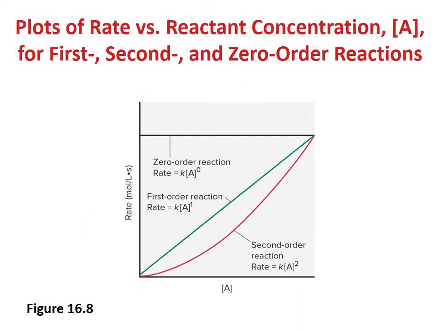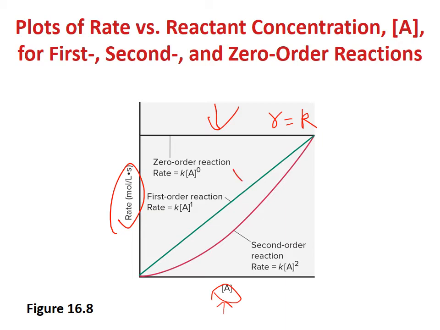In the last slide, we showed how concentration changes with time. In this slide, we show the plots of reaction rate as a function of concentration for first order, second order, and 0 order reactions. For the 0 order reaction, the plot is a horizontal line. This is because the reaction rate is just a constant K, as I showed in the last slide. So the reaction rate does not change when you change the concentration.